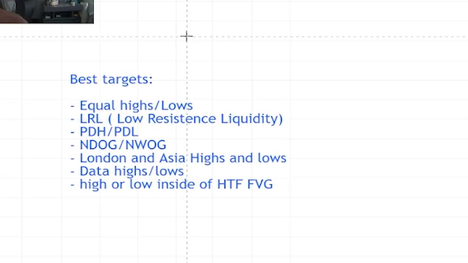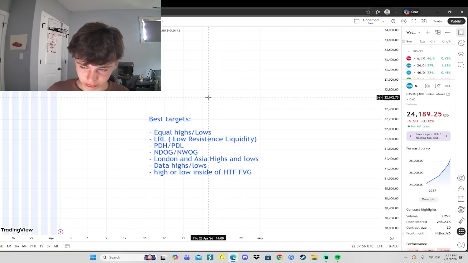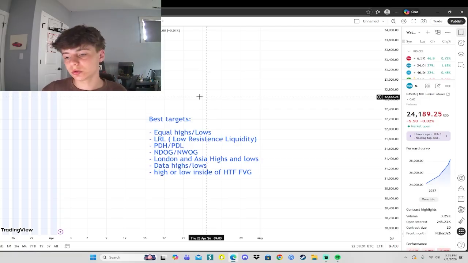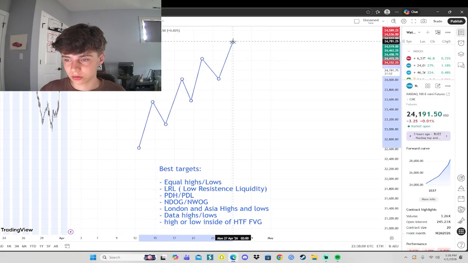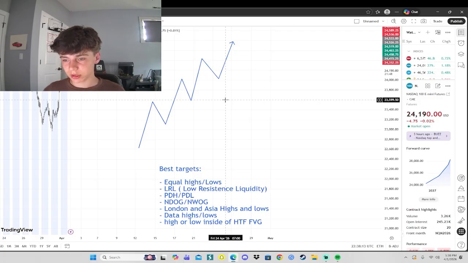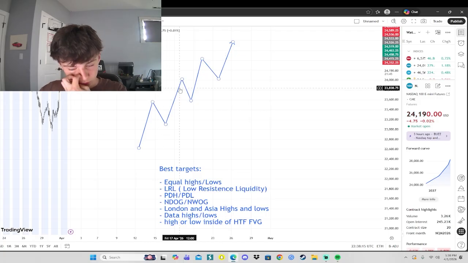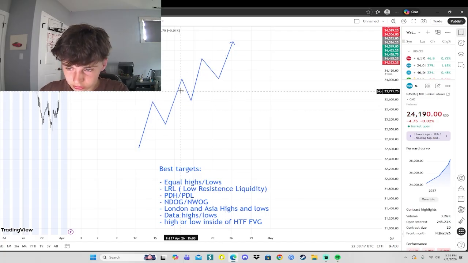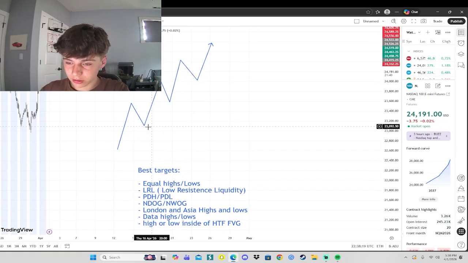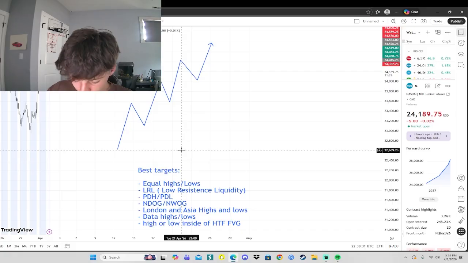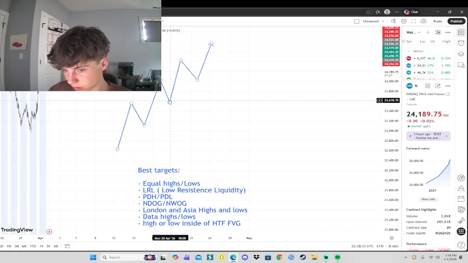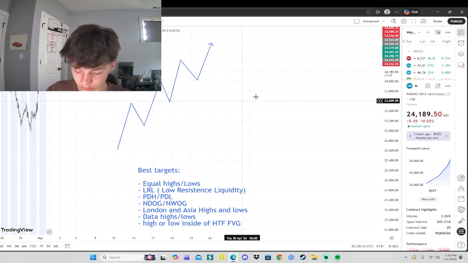All right, we went over equal highs and lows. Now we're going to go over low resistance liquidity. I don't know if you guys know about liquidity pools yet, all these draws on liquidity, but low resistance liquidity will look something like this. So basically, what's going on here is that we're in an uptrend. We're creating all these lows, but we're failing to sweep the previous low. So all these lows are just failing swings because they're not taking the most recent low. This low didn't take this low, this low didn't take this low, and so on.